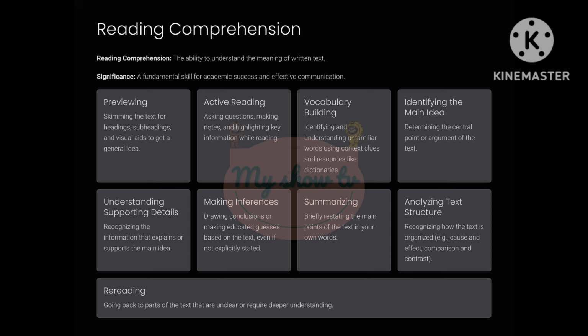6. Making inferences. Sometimes, the author doesn't explicitly state everything. You need to be able to read between the lines and draw conclusions or make educated guesses based on the information that is provided. This involves using your prior knowledge and the clues in the text.